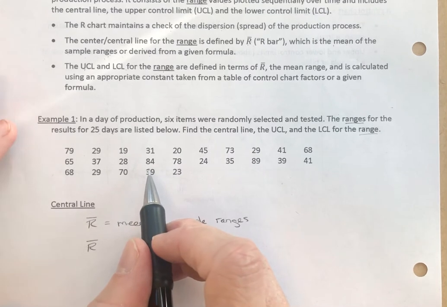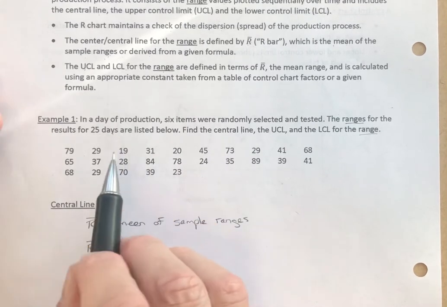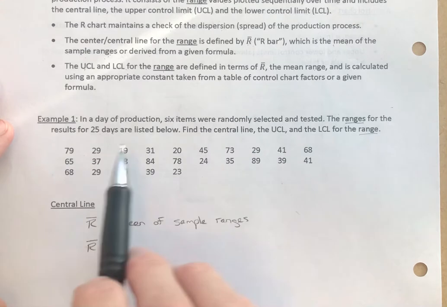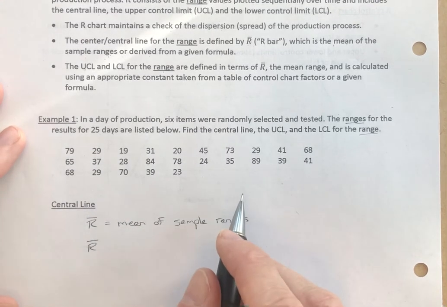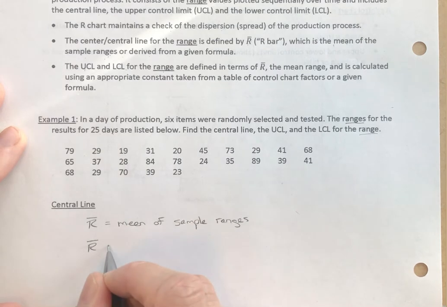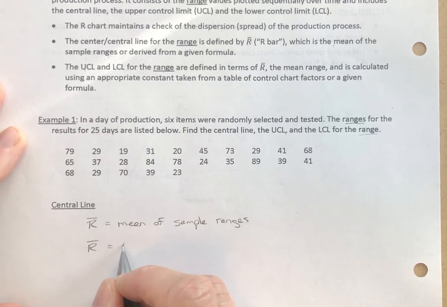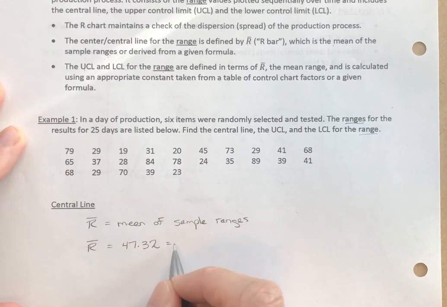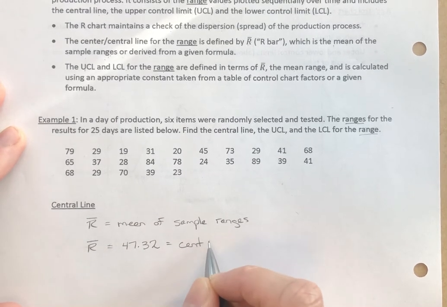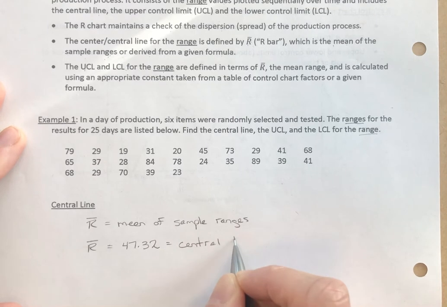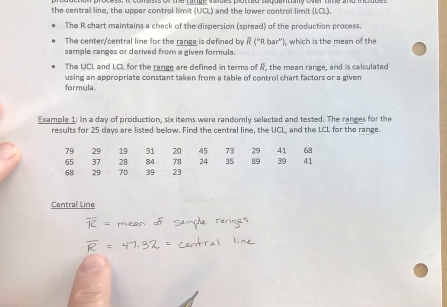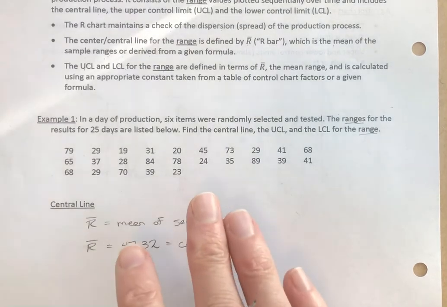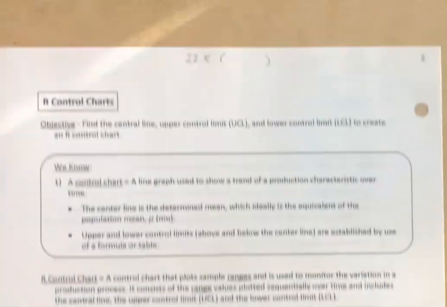I went ahead and did this on my calculator, of course, finding the mean. Put them all in there into a calculator, divide by 25, or I use the mean function of a calculator, and I came up with 47.32, which tells us this is the central line. Okay, as we know from our control chart, that's the mean, that's R bar, the central line. Okay, let me switch paper here.